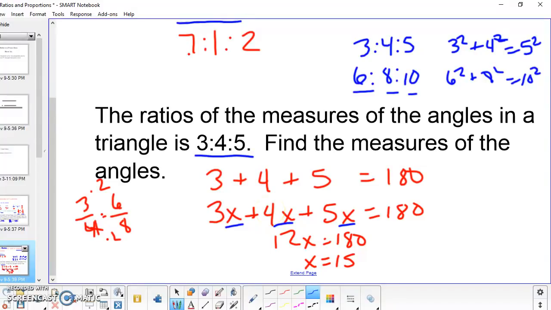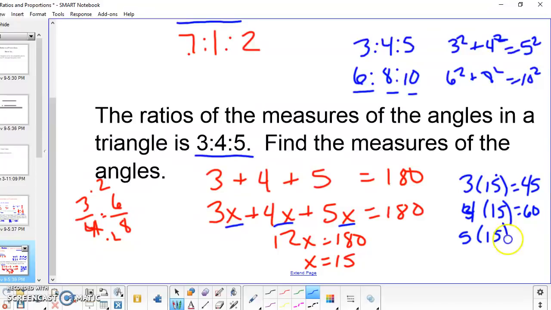If we want the measures of the angles, then of course we would have to do 3 times 15, which is 45. 4 times 15, which is 60. And 5 times 15, which is 75. And if you add all those together, you get 180 degrees. So the three angles are 45, 60, and 75.